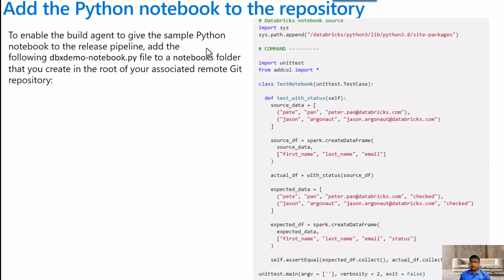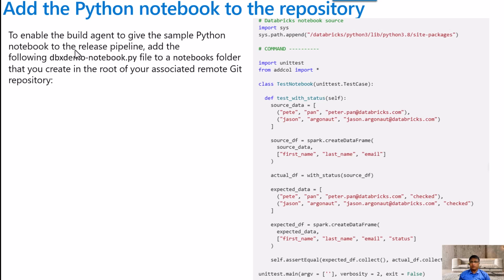So let's now, okay, in this particular part we are going to add the Python notebook to the repo, because essentially you will be working on a Python notebook. That notebook will be added to the repository, and from that repository, when your build process happens, this notebook will also be compiled and sent to the release pipeline.